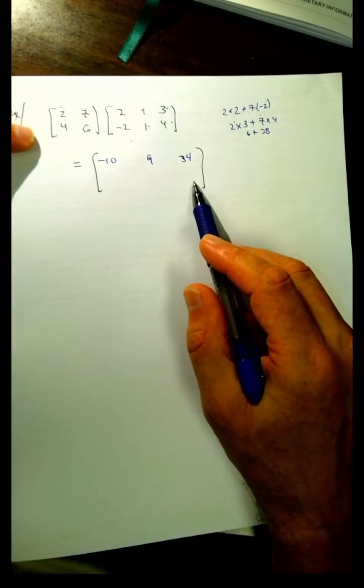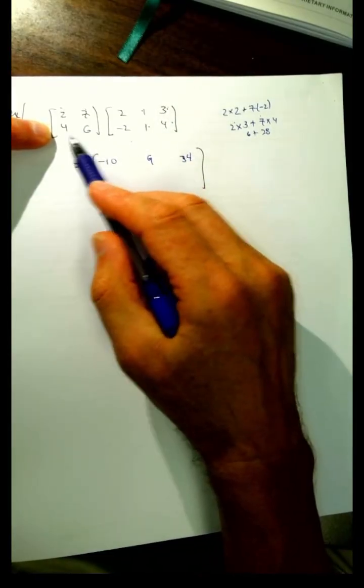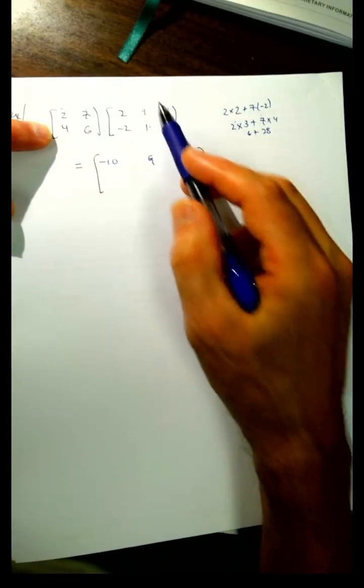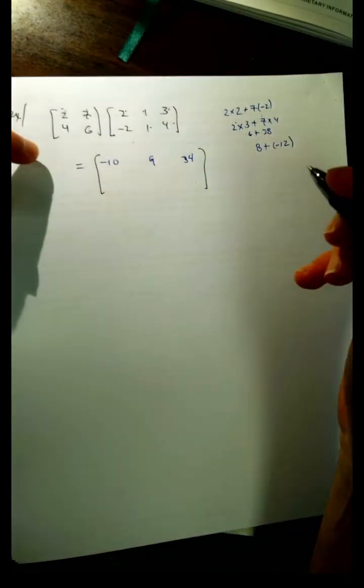Okay. Now, as I go across the second row, I'm going to do exactly the same thing, but I'm going to use the second row of the first. So this entry is going to be 4, 6. I'm going to use the first column. The second column here is going to use the second column and across. So I'm going to have 4 times 2 is 8. And then plus 6 times minus 2 is minus 12. So that's 8 minus 12 is minus 4.